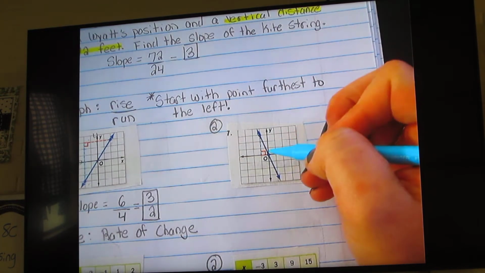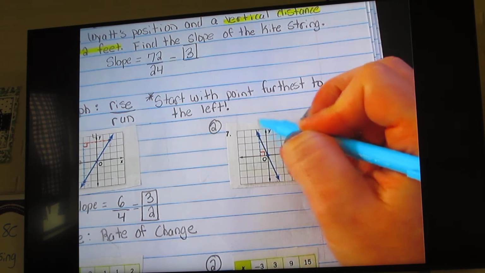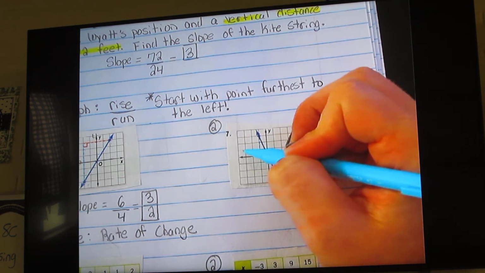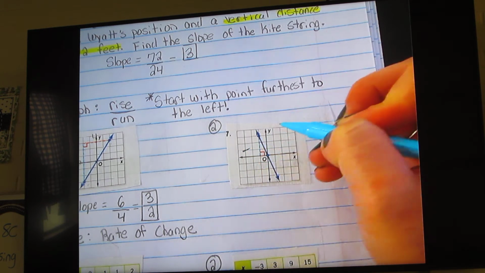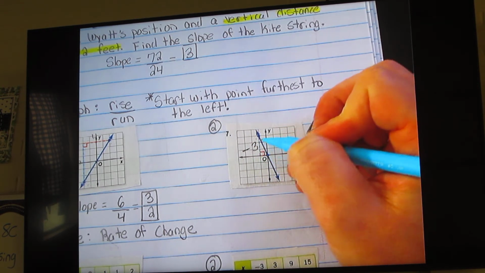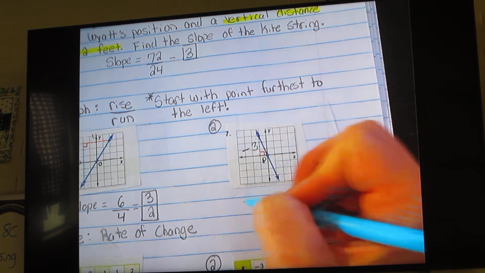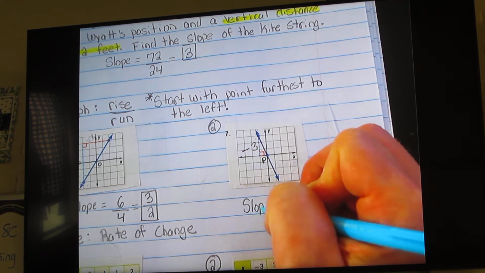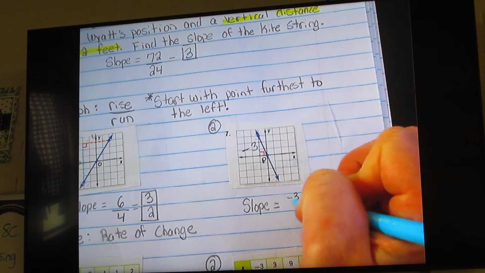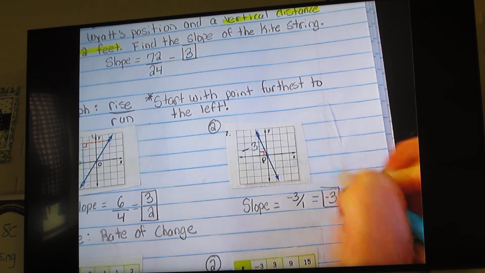If I'm going to start with my point furthest to the left, that's going to be my top point. So this time I don't go up to get to my next point, I go down. So that's going to make my slope negative. I go down 1, 2, 3, and I'll always take a right turn if I start with that point furthest to the left. So I go right 1. So my slope in this case is negative 3 over 1, which simplifies to negative 3.